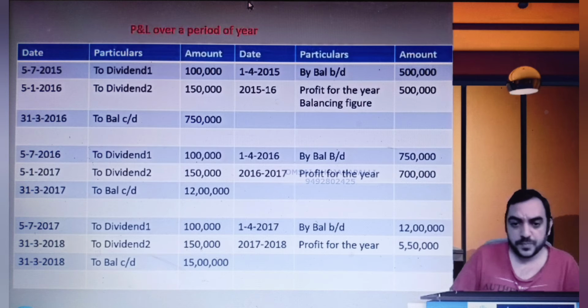5th of July. Because from June, 20 days means in June we will have 15 days and 5 days in July. So July 5th it is paid. 10% of capital, 10% of shares of 10 lakh means 1 lakh. On 10 lakh dividend, 10% means 1 lakh.